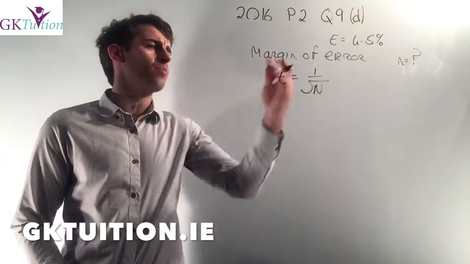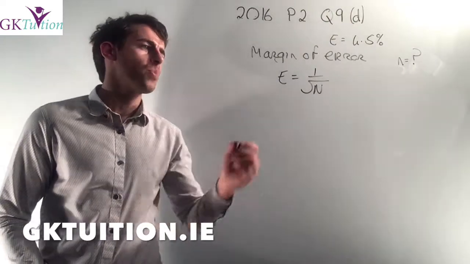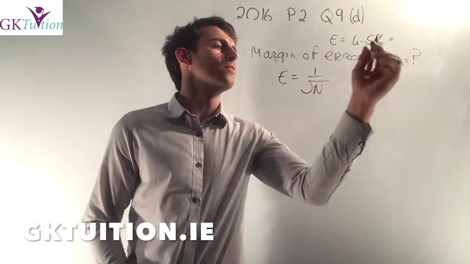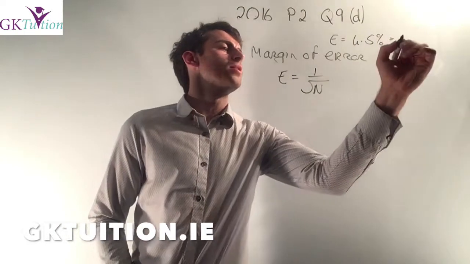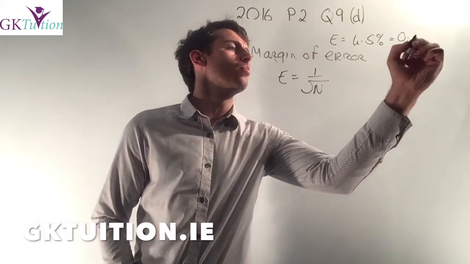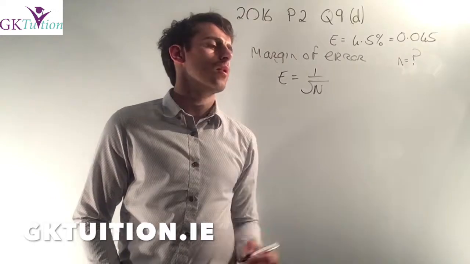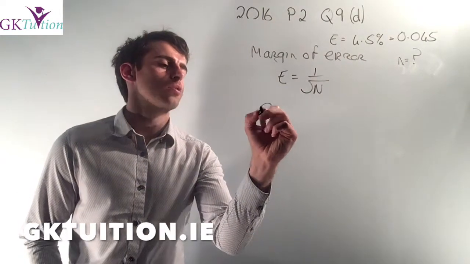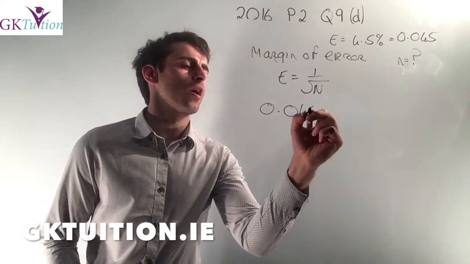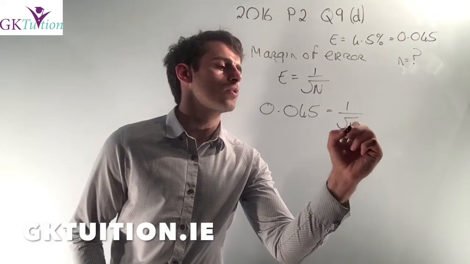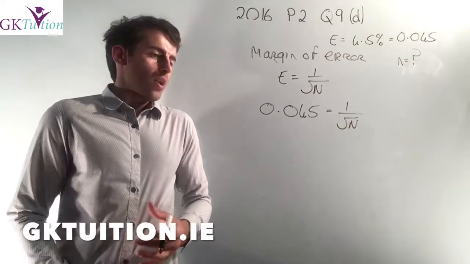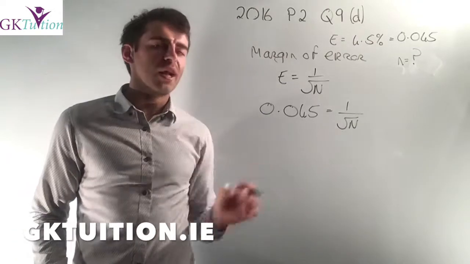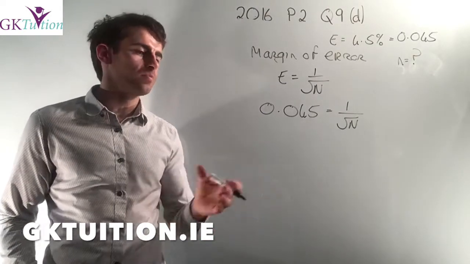So in this case, they've told me the margin of error is 4.5%. Well, percentages are no good to me, and I need this as a decimal. So if I divide 4.5 by 100, to get rid of my percentage, it becomes 0.045. So my E that I'm going to sub in is 0.045. So I know that 0.045 is equal to 1 over the square root of n. And now I've got one equation, one unknown, so it's going to be relatively straightforward to find the value of my n, which is my sample size.